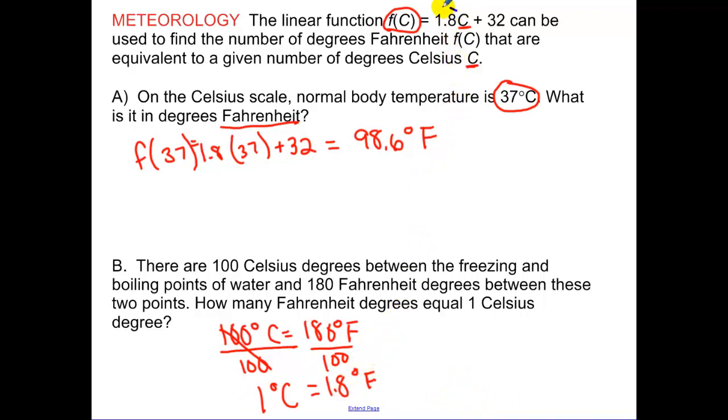And I wonder if there's any correlation between that 1.8 there.